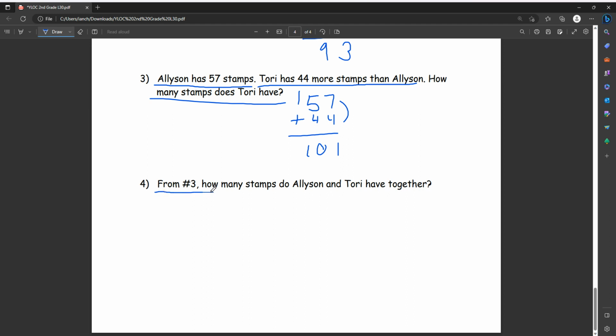Finally, number 4. From number 3, how many stamps do Allison and Tori have together? So if Tori has 101, which we learned from before, and we know Allison has 57, we don't know how much they have together, so we do 101 plus 57. So then 7 plus 1 equals 8, 5 plus 0 equals 5, and then drag down this 1, which gives us 158 as our final answer.